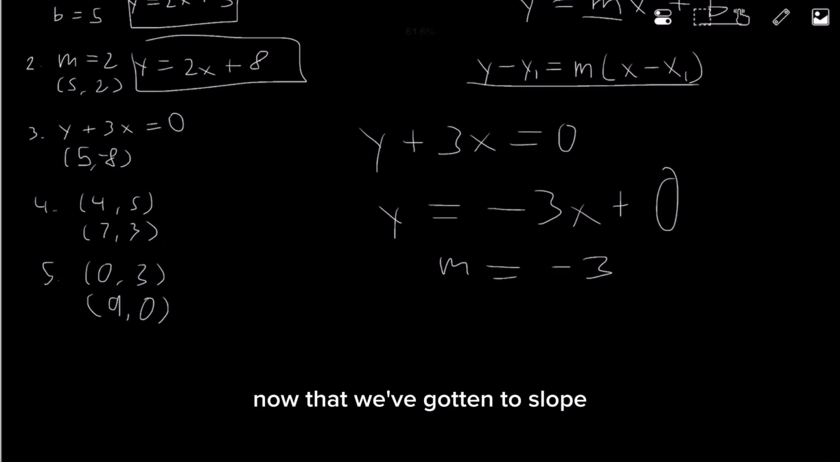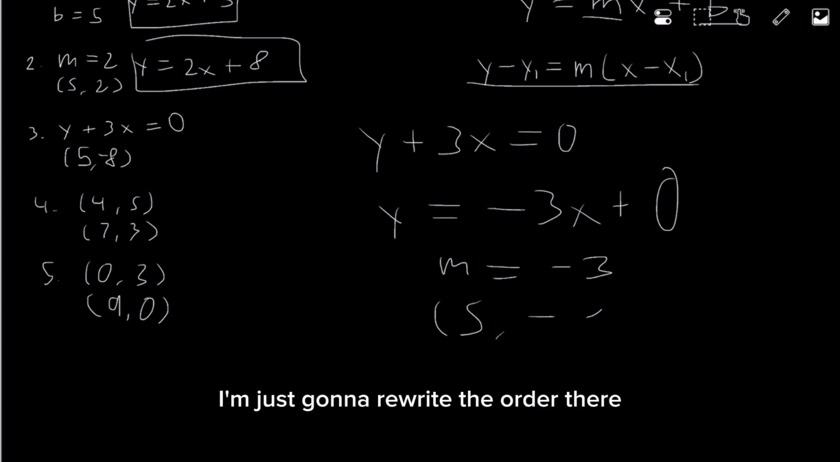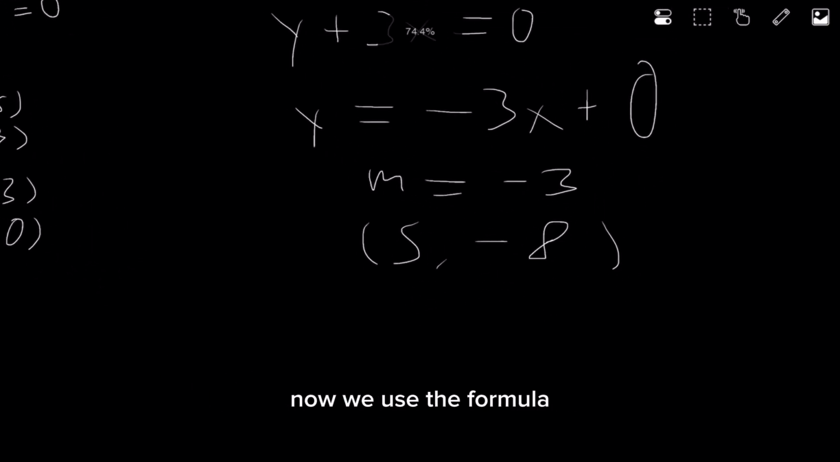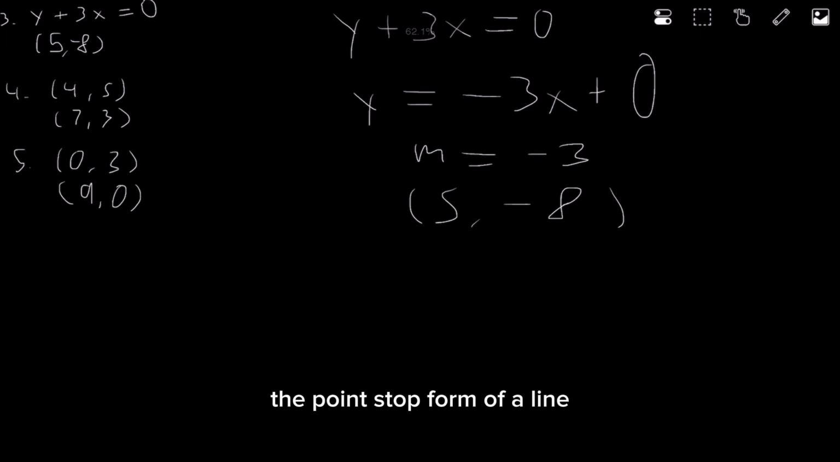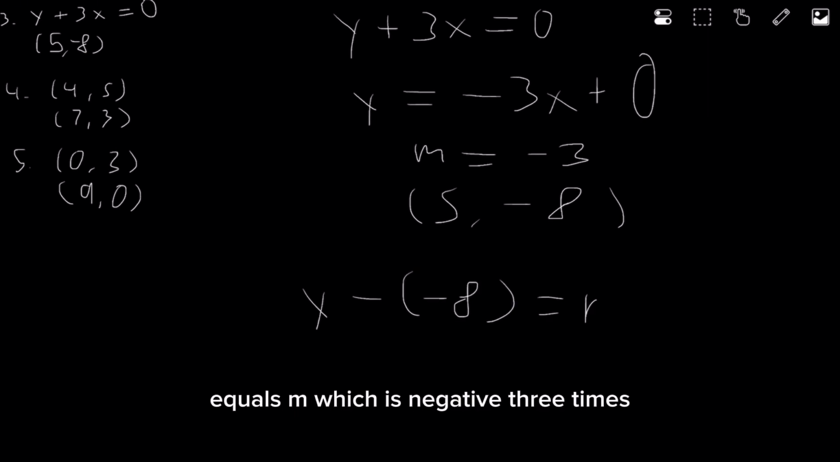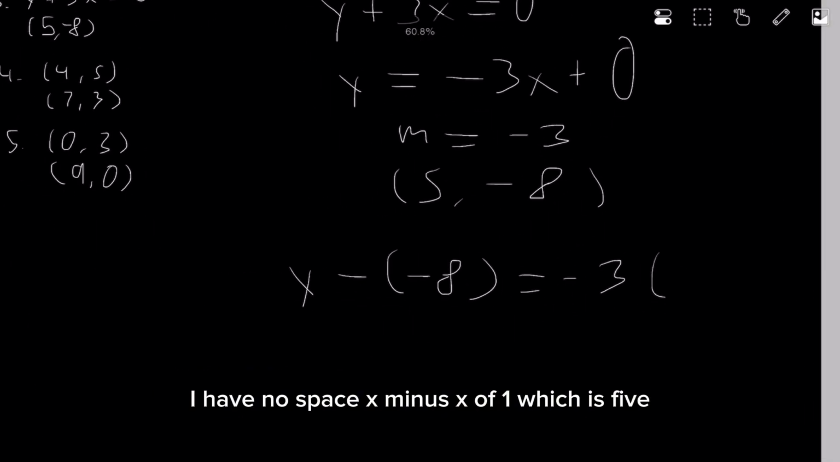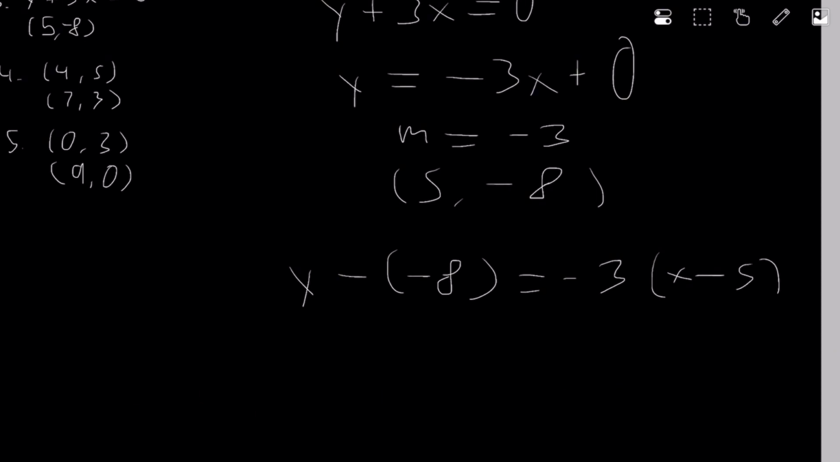Now that we've gotten the slope, we could do the first thing we did in number 2. I'm just going to rewrite the ordered pair. Now we use the point slope form of a line. y minus y sub 1, which is negative 8, equals m, which is negative 3, times x minus x sub 1, which is 5.